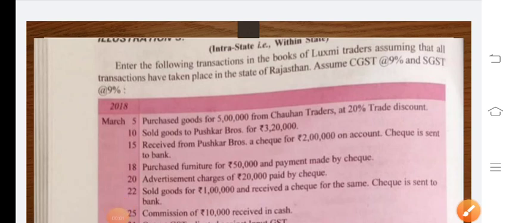Morning students. Yesterday we had been discussing GST. Today also we are doing the same.